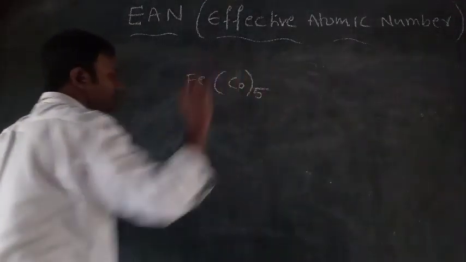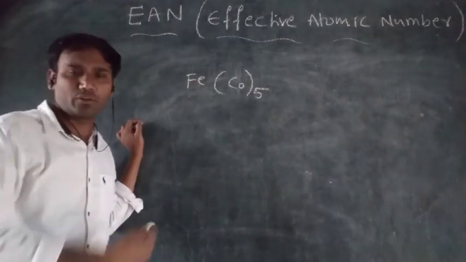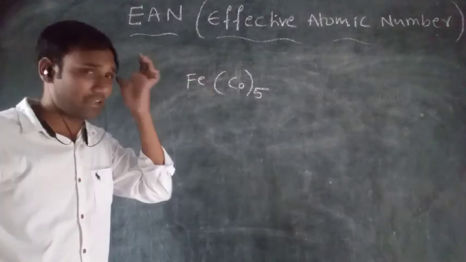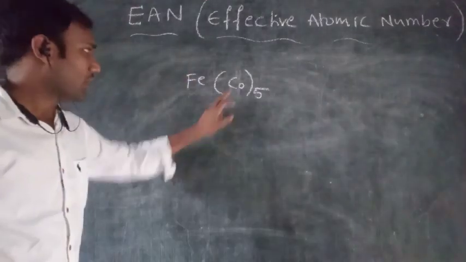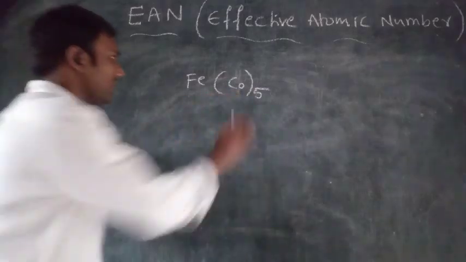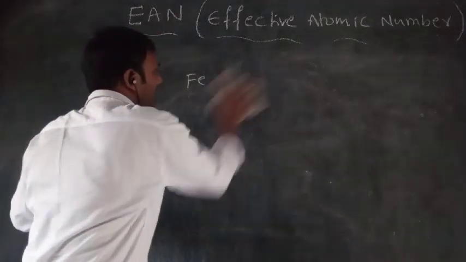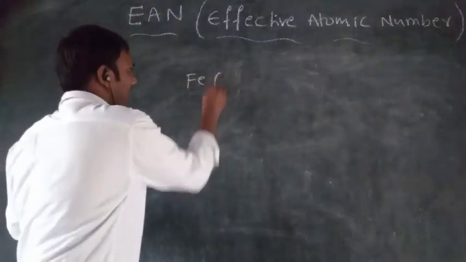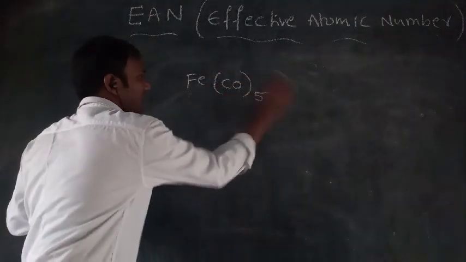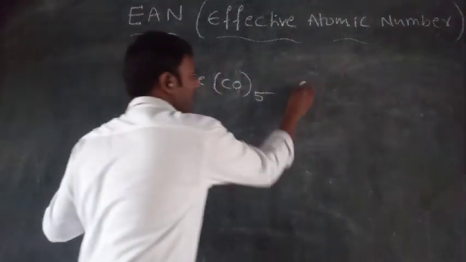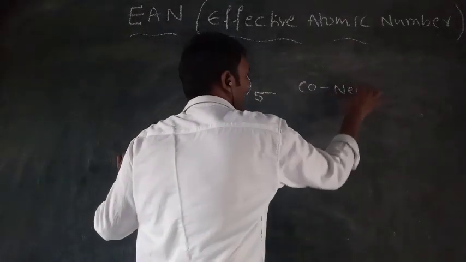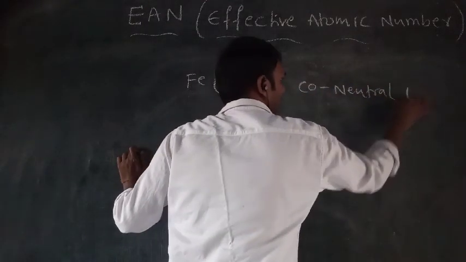Fe(CO)5. So this complex is Fe(CO)5. CO is what? A neutral molecule, carbon monoxide. Iron is the central metal atom, and CO is the ligand. CO is a neutral ligand.